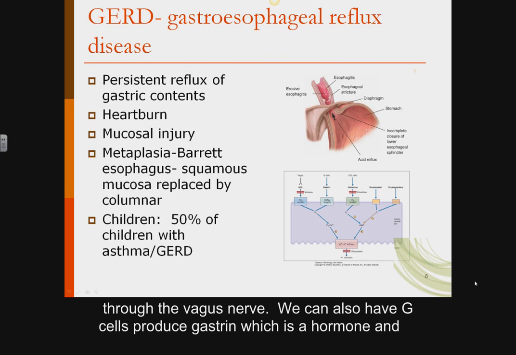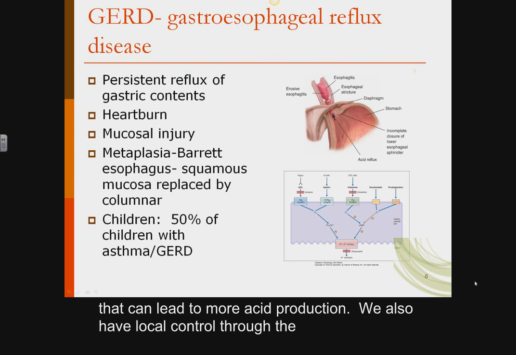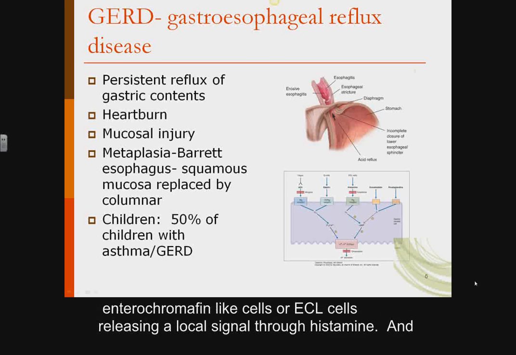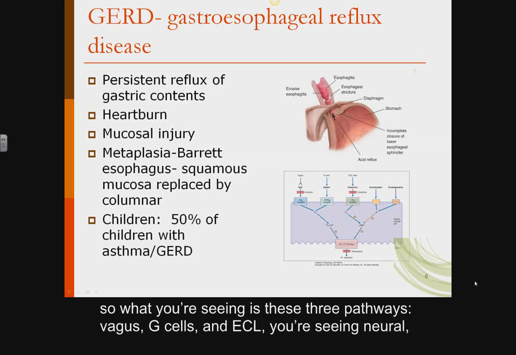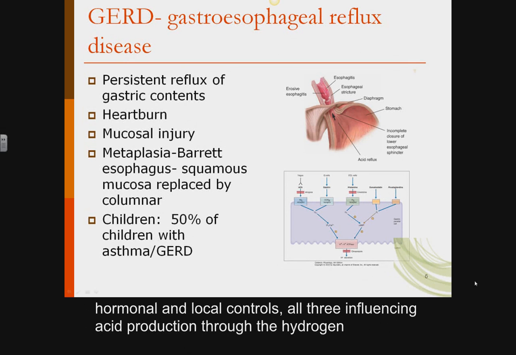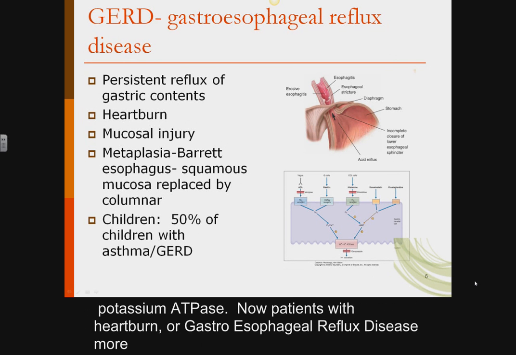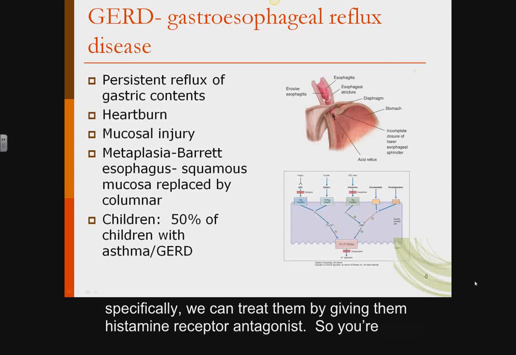In this picture, you're seeing that we get acid production by stimulating the parasympathetic division through the vagus nerve. We can also have G cells produce gastrin, which is a hormone, and that can lead to more acid production. We also have local control through the enterochromaffin-like cells, or ECL cells, releasing a local signal through histamine. And so what you're seeing in these three pathways, the vagus, G cells, and the ECLs, you're seeing neural, hormonal, and local controls, all three influencing acid production through the hydrogen potassium ATPase.